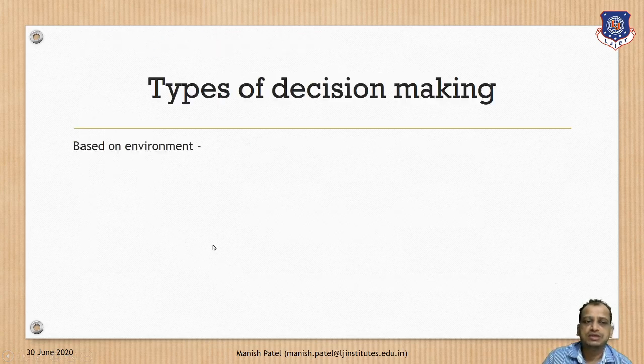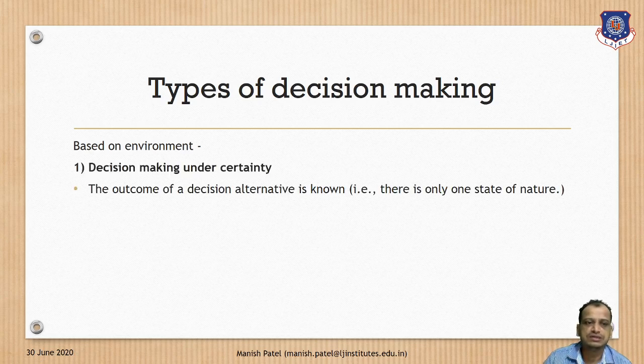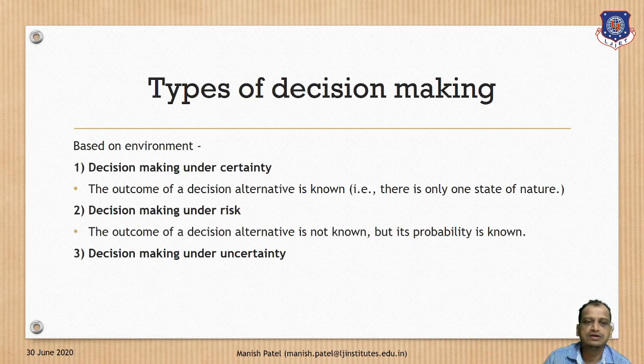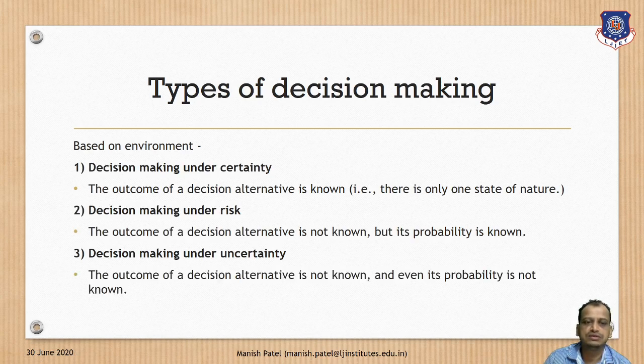We already discussed, based on the environment, the first is certainty, second is uncertainty under risk, and third one is based on uncertainty. So in certainty, the outcome is known. Clearly, there is only one state of nature. It is very easy to decide in that kind of nature. But if the courses are increased, then it is still difficult. But in very simple problem scenarios, decision making under certainty is almost simple.